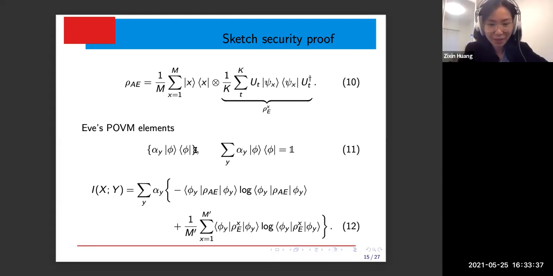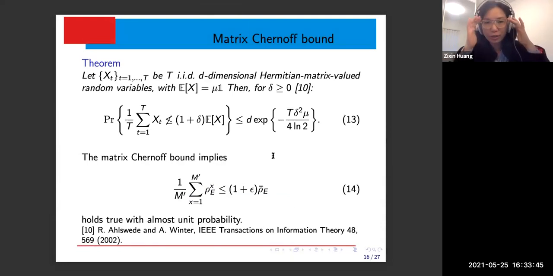Okay. So we're going to bound the first term using the matrix-Chernoff bound. The matrix-Chernoff bound states that if you have a collection of d-dimensional Hermitian matrix valued random variables with expectation value mu times identity, then when you add up t of these terms, the probability that it deviates from the mean by delta is exponentially suppressed by a factor of both t and delta squared.